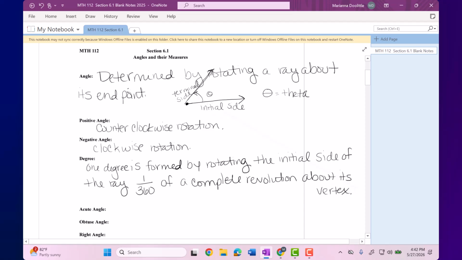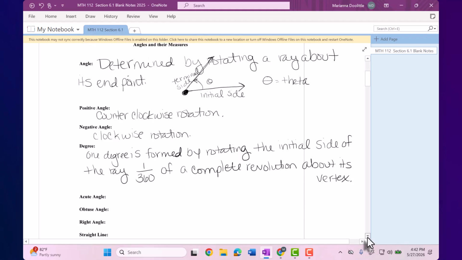Now the vertex is just that point. So back up in that drawing I have above, this point up here, that is considered the vertex. So I'm doing 1/360th of a complete revolution. That is going all the way around 360 degrees. That, as you probably know, forms a full circle. So 1 degree is just doing 1/360th of that complete revolution. And that's going to be how we're going to be measuring degrees.